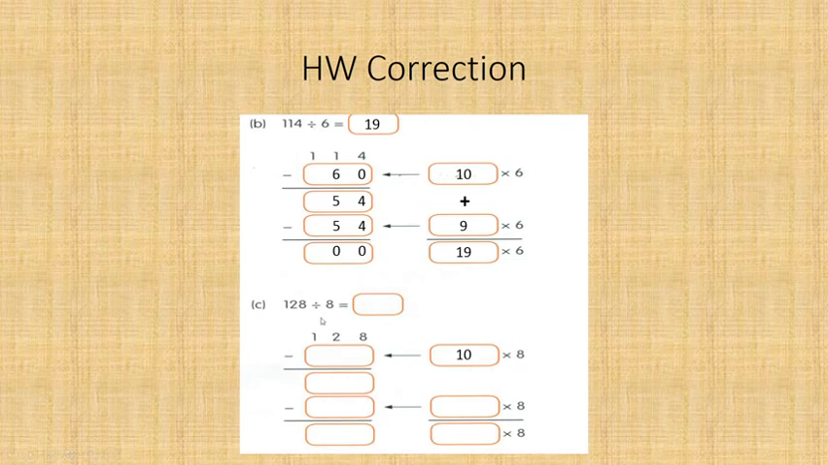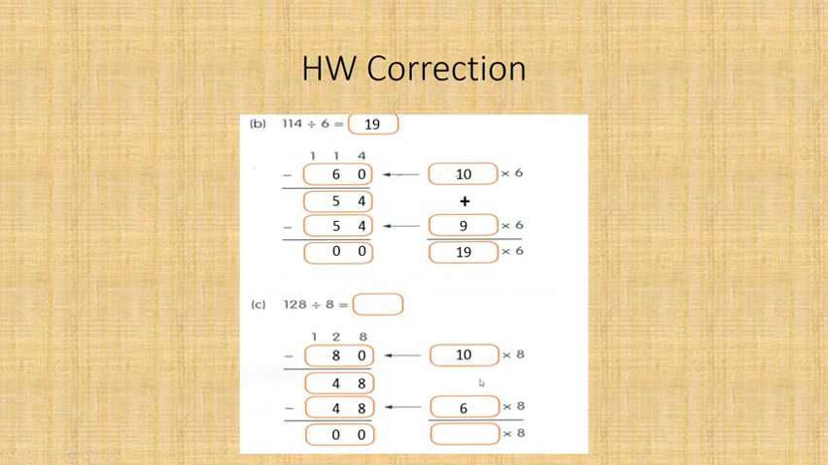128 divided by 8. Let's think about it. 8 times what equals something near 128? I just made it easy again for myself, so I multiplied by 10. So the answer is going to be 80. So if I subtract them, it's going to be 48. And after that, what times 8 equals 48? Yes, it's 6. So 8 times 6 equals 48. When you subtract 48 minus 48, it's going to be equal to 0, and a happy face.